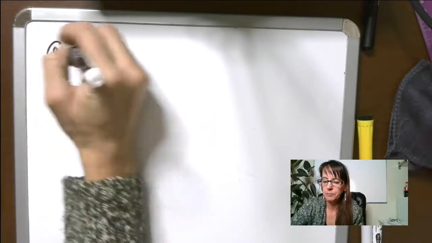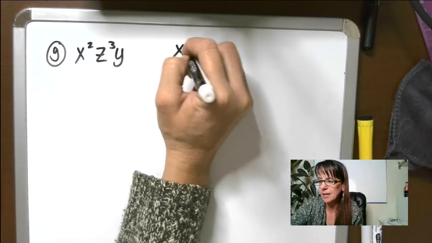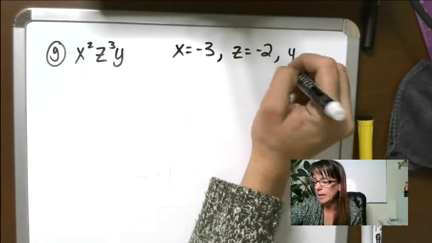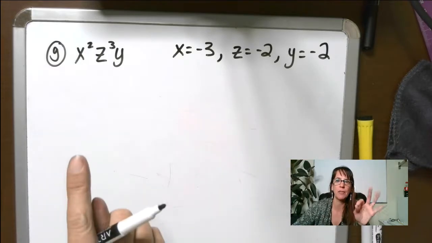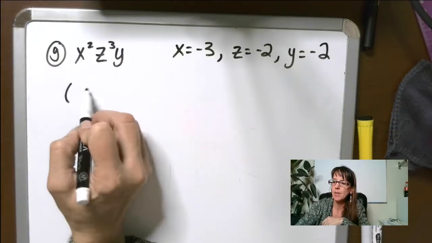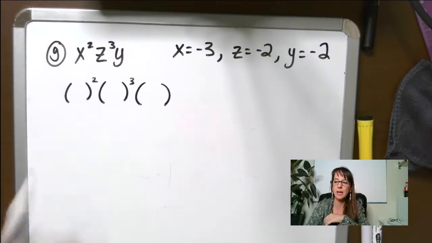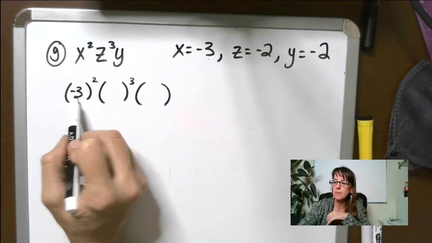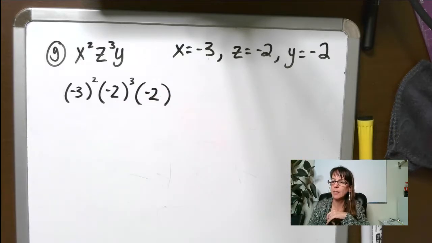G, we have x squared z to the third y. X equals -3, z equals -2, and y equals -2. When we have these negatives, use parentheses. I'm going to plug in some parentheses wherever I have a variable. You see that? So x used to be here, z used to be here, y used to be here. So x is -3, z is -2, and y is -2. Okay, let me make sure I wrote everything down right. I did.